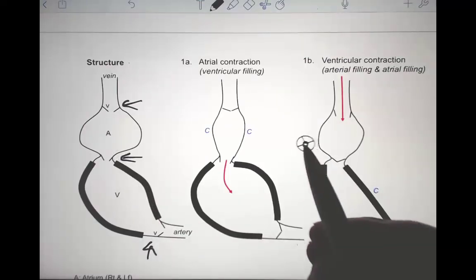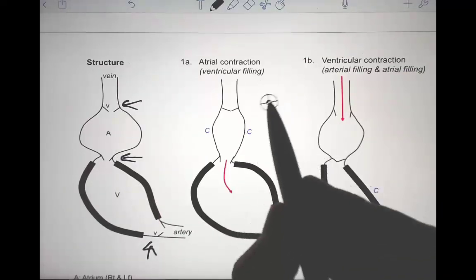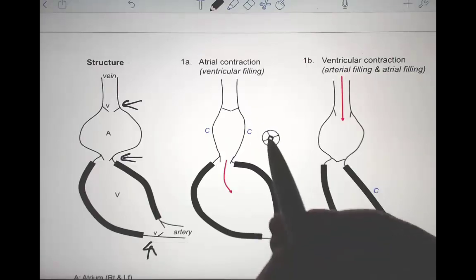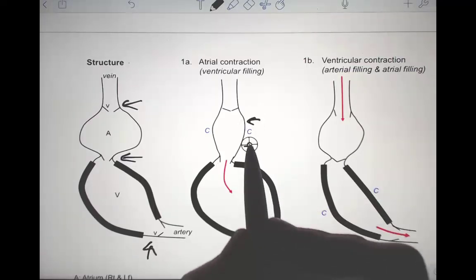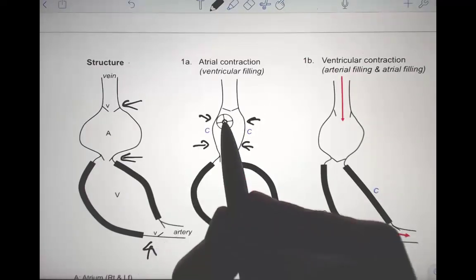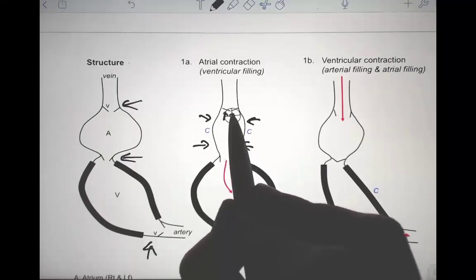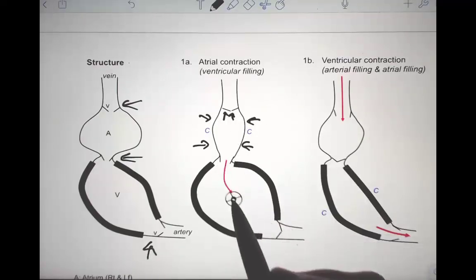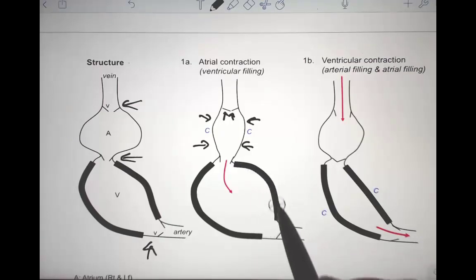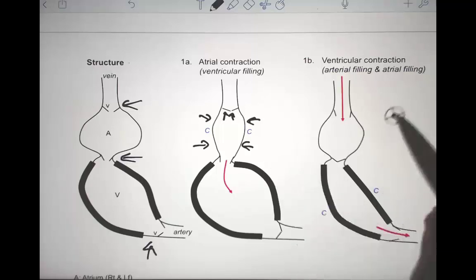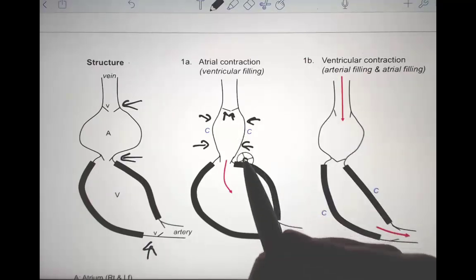So in the cycle of contracting, we have atrial contraction, which just fills the ventricle. So we've got contraction pushing in here. The back pressure forces those valves closed, and it pushes the blood into the ventricle, and notice the ventricle is expanding. The ventricle at this point, these valves are closed because from the previous heartbeat, back pressure is pushing those closed. Once the ventricle is full, the atrium relaxes.